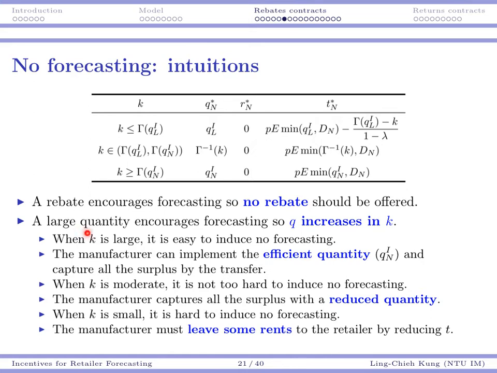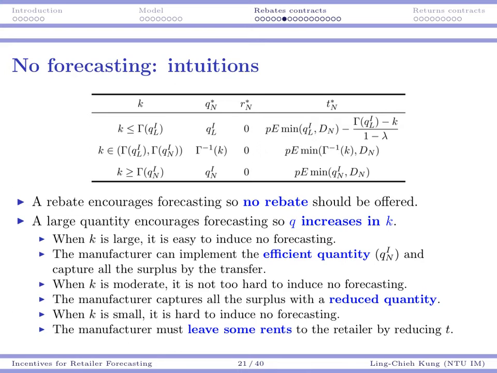Then another thing that we find is that Q is increasing in K. As we mentioned in the previous slides, Q is increasing in K. Why? When K is large, it is easy to induce no forecasting, because the retailer knows that the forecasting cost is very high. So the retailer itself has no strong incentive to do forecasting, and it would be easy to design a contract that induces no forecasting.